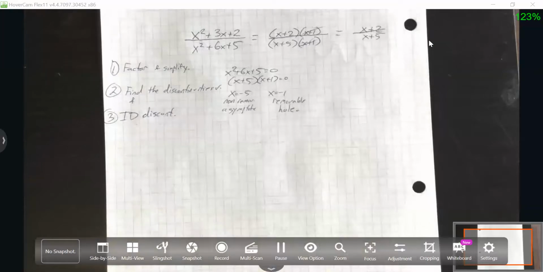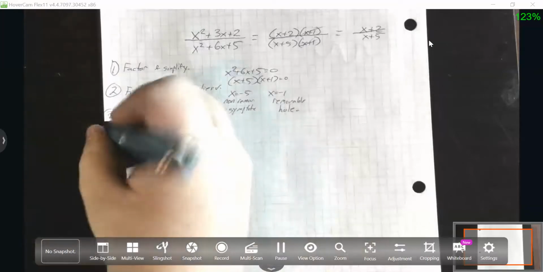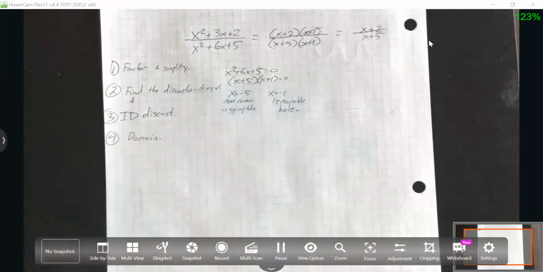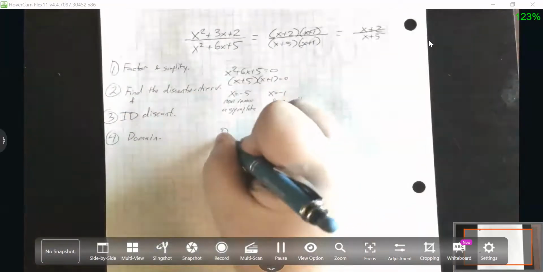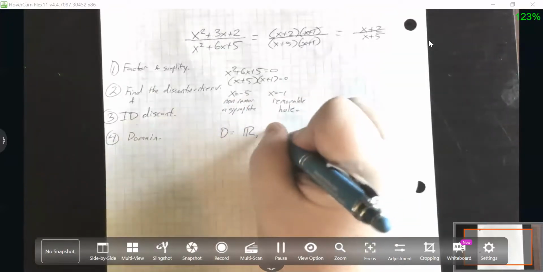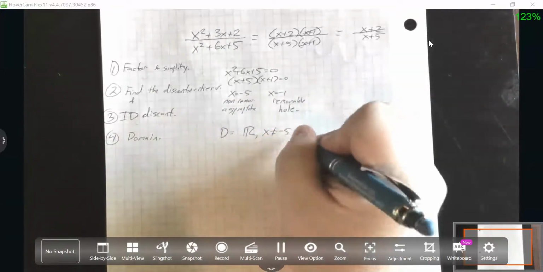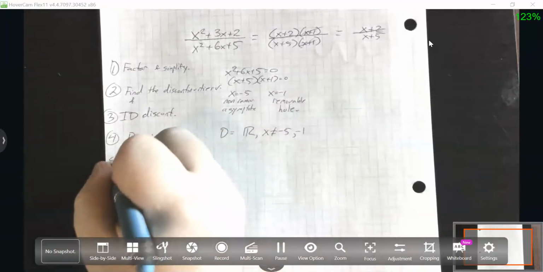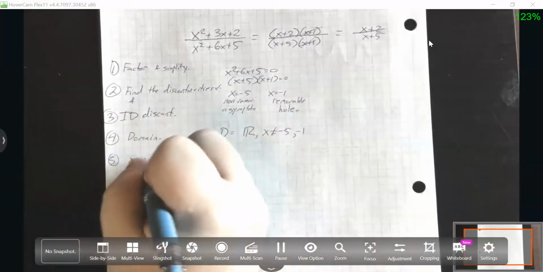Okay, so we found the discontinuities, we identified them. Now let's talk about the domain. Once we've done the discontinuities, domain is easy. My domain is going to be all real numbers, but it can't be those discontinuities. So it cannot be x equals -5 or -1. Okay, let's look at our x-intercept.